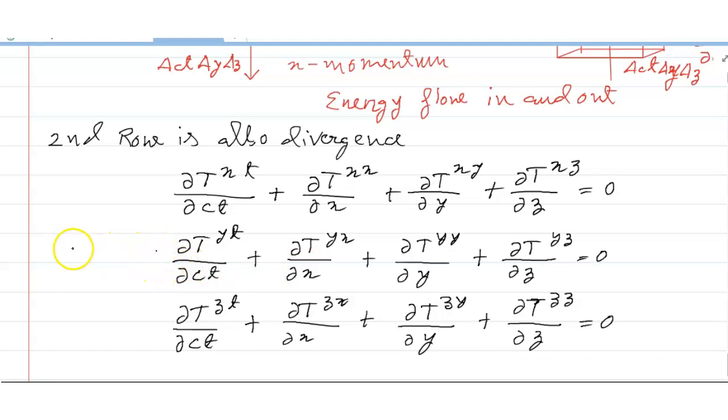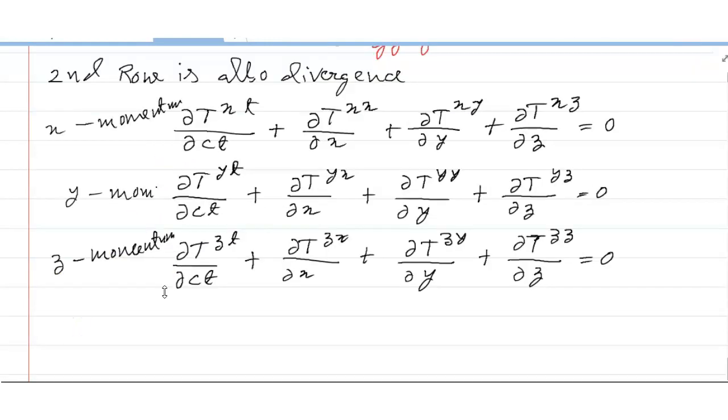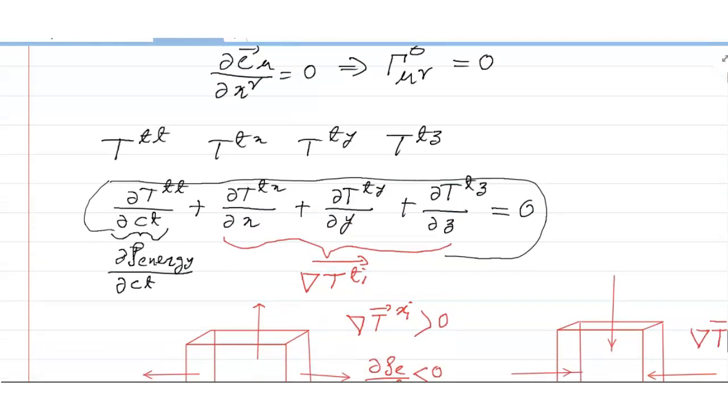This is the y momentum, and x momentum, y momentum, z momentum. So we can represent this with Einstein summation. These four equations can be represented in the Einstein summation convention. So the first equation can be represented. This is the first equation.